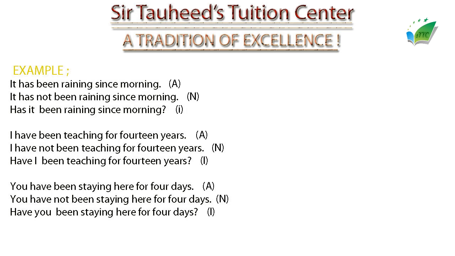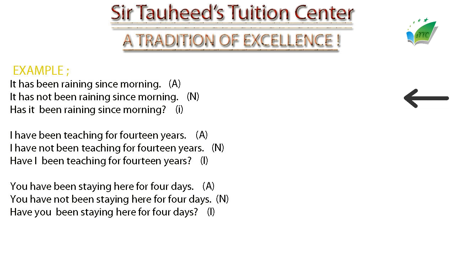Now let's have a look at an example. The first example is, it has been raining since morning. It has been raining since morning means the raining is still going on, but it started in the past, which is mentioned as morning, because the rain started in the morning and it is still going on. So this is called present perfect continuous tense.